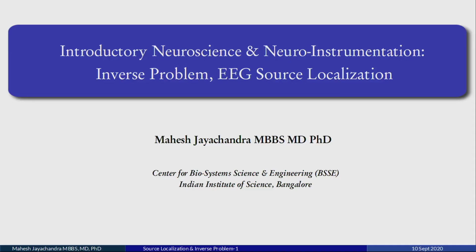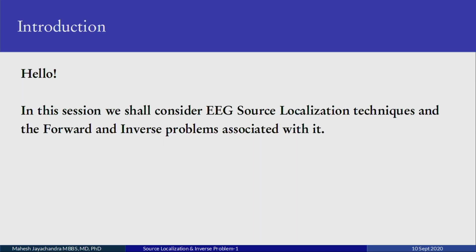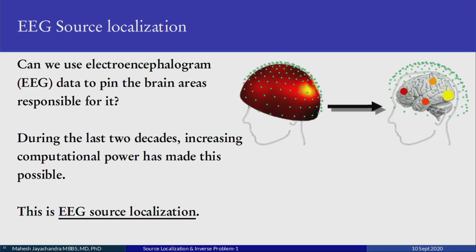Introductory Neuroscience and Neuroinstrumentation, the Inverse Problem, and EEG Source Localization. Now, this is a slightly complex and theoretical lecture, so please bear with me. Okay. So here we will consider EEG source localization techniques and the forward and inverse problems associated with it. What it means is that we are recording from the scalp. Now, which brain areas contribute to EEG? Can we figure that out just from the scalp electrodes, which areas cause different EEG and ERP components? That's what this lecture is about.